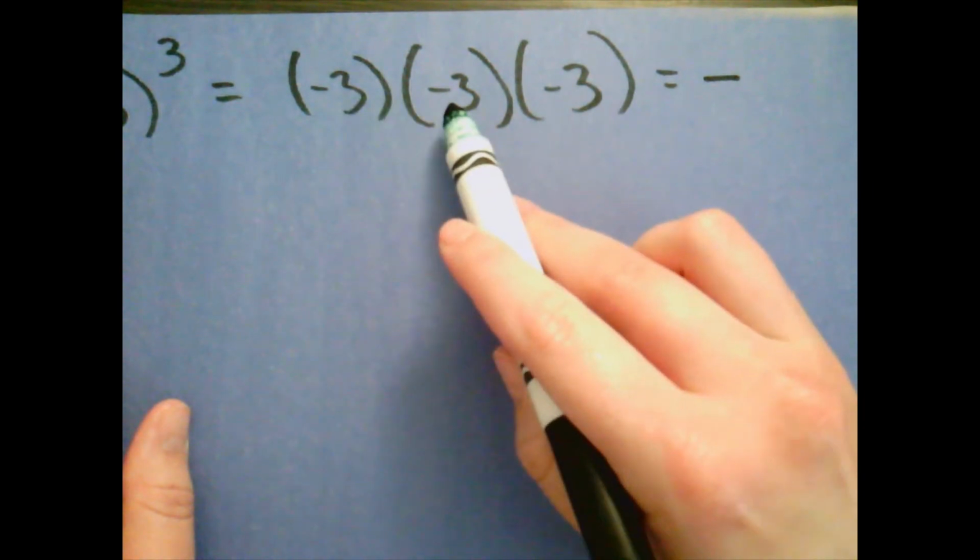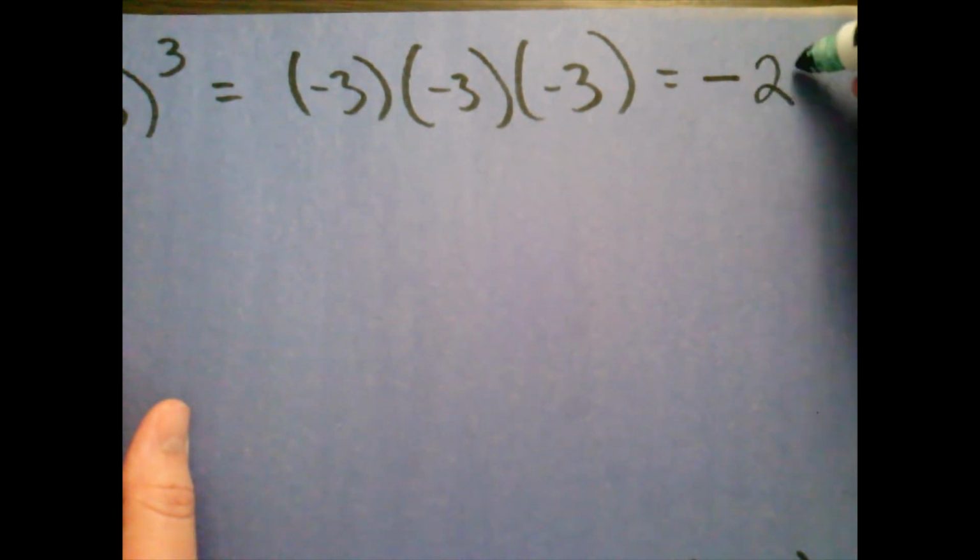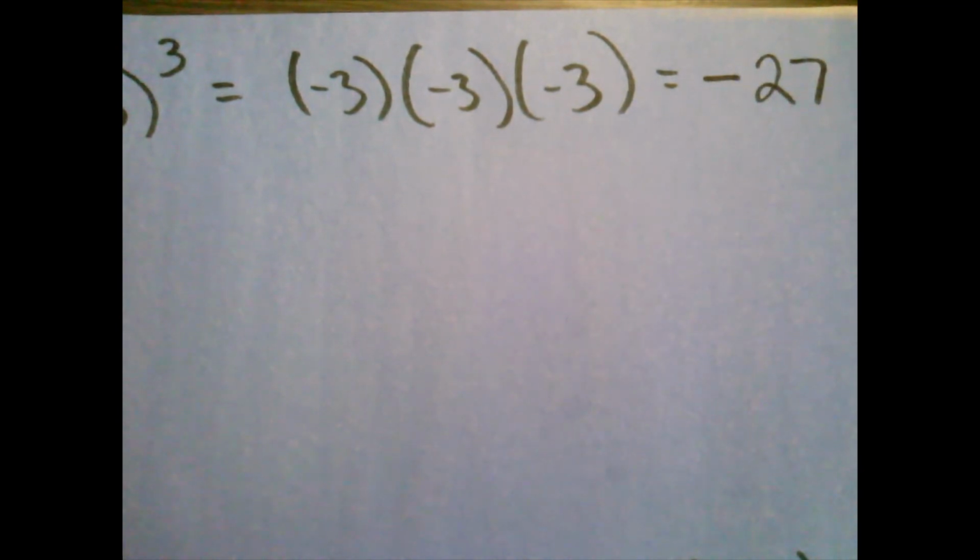And 3 times 3 is 9. 9 times 3 is 27. So we know we're going to have an answer that is 27.